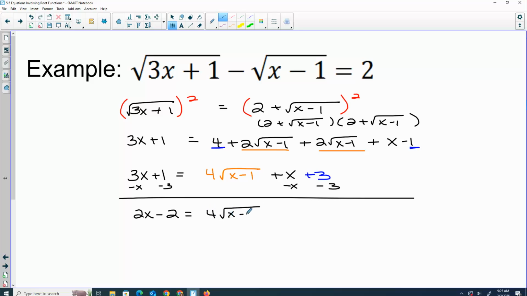Where do the 2's go? Like the 2 radical x minus 1. You add them together. 2 plus 2 gave me 4. What about the 4 before that? I combined it with the negative 1. Square again.